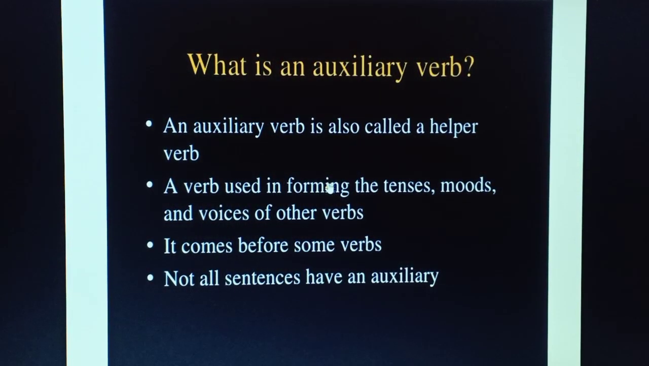Now let's move on to the second one, which is auxiliary verb. It helps the main verb to express time, mode and other activities. It is of two types. Those two types we will discuss later. Firstly, in this slide, we are discussing what an auxiliary verb is. An auxiliary verb is also called a helper verb, right? A verb used in forming the tenses, modes, and voices of others. It comes before some verbs. Not all sentences have an auxiliary, right?